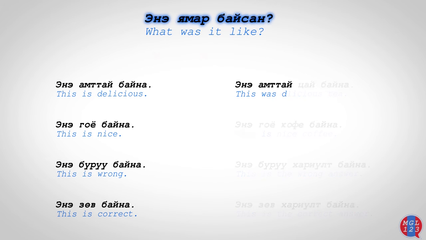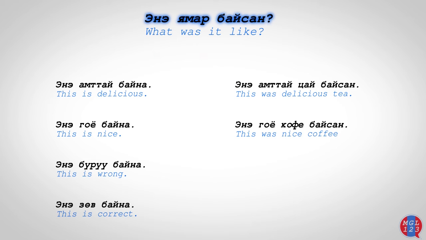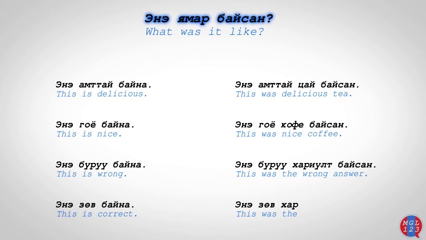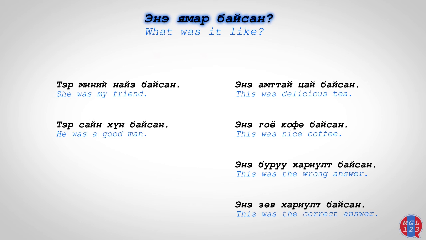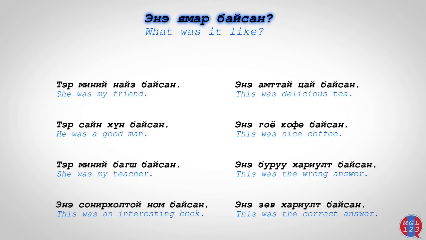For example, энэ амттай цай байсан. Энэ гоё кофе байсан. Энэ буруу хариулт байсан. Энэ зөв хариулт байсан. A few more examples. Тэр миний найз байсан. Тэр сайн хүн байсан. Тэр миний багш байсан. Энэ сонирхолтой ном байсан.